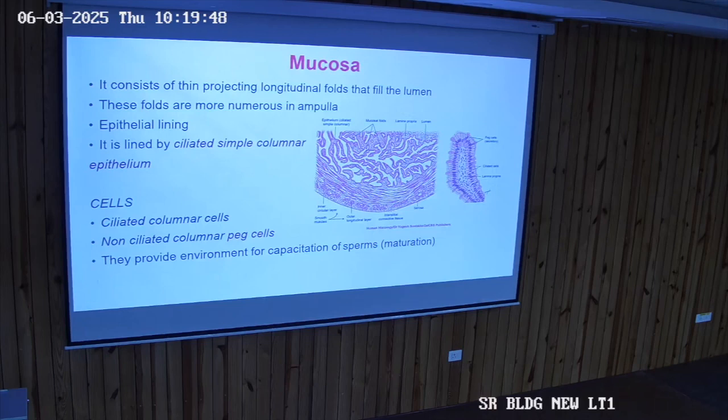Trachea contains pseudostratified ciliated columnar epithelium. What is the purpose of cilia? Push in one direction. Now what happens here is it does not push in one direction, it pushes in two directions. So it has a bidirectional movement. Coming back here, it is ciliated simple columnar epithelium and multiple mucosal folds are there.